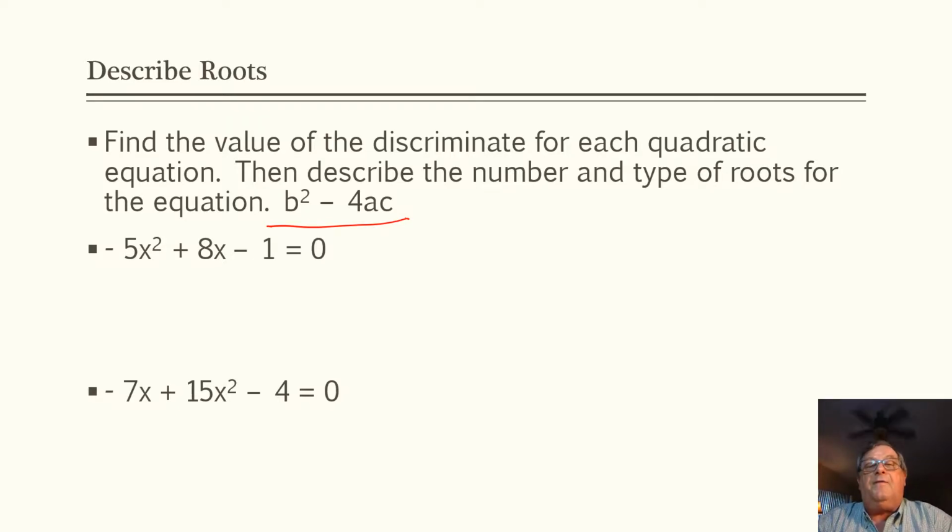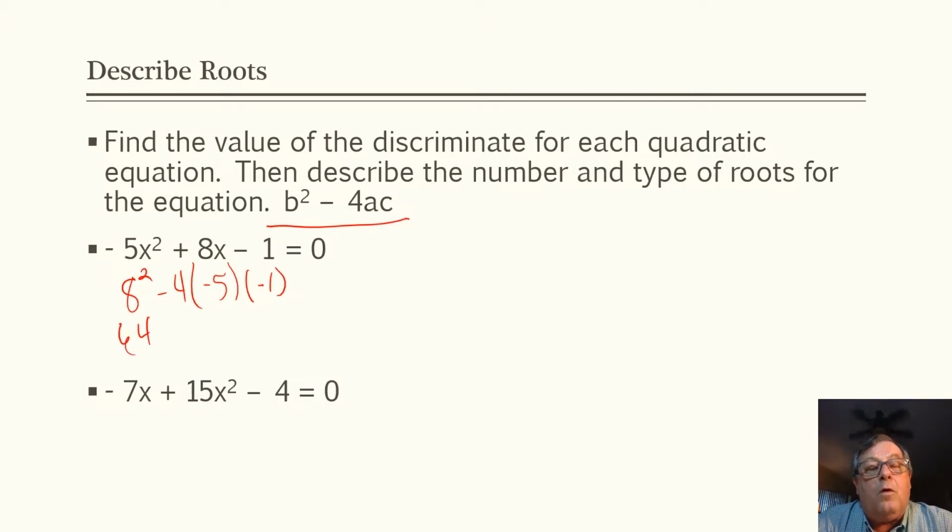So here we're asked to find the value of the discriminant for each quadratic equation, and then describe the number and type of roots for the equation. Well, our first one, we got negative 5x squared plus 8x minus 1. And so let's find what the value of the discriminant is. Well, we'd have 8 squared minus 4 times a, which is negative 5, times c, negative 1. So 8 squared is 64.